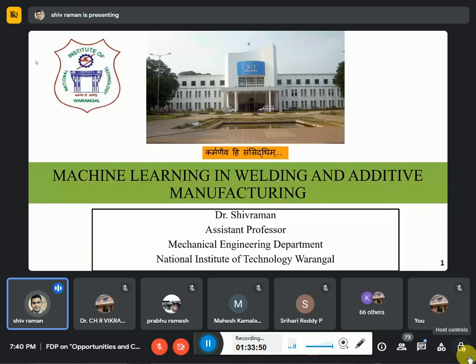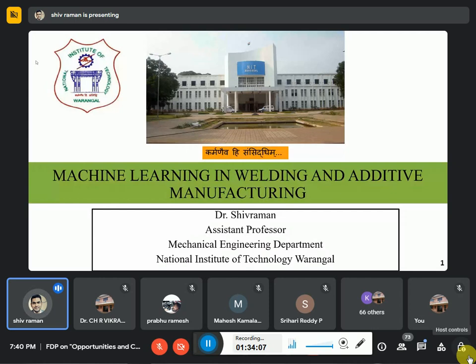And the work we have published, and some of the work is also at the publication stage. So with that, I will provide you an example of how machine learning can be used in areas, specifically welding and additive manufacturing.